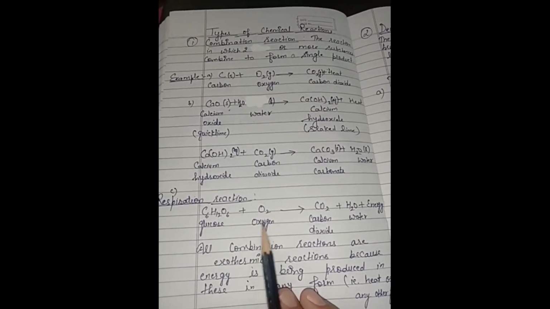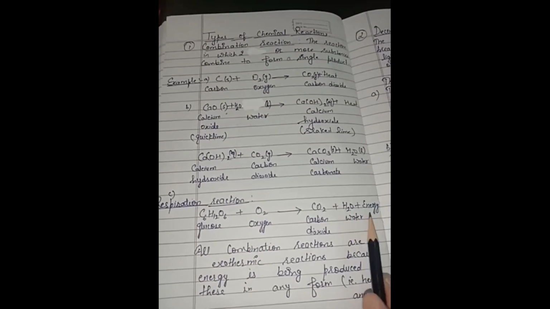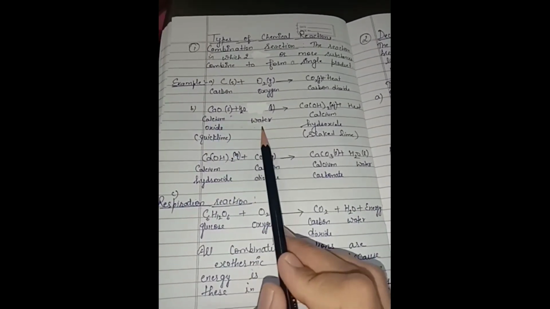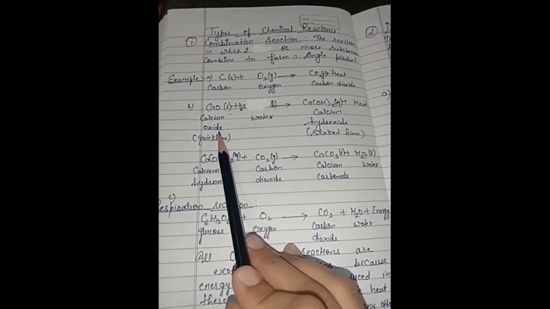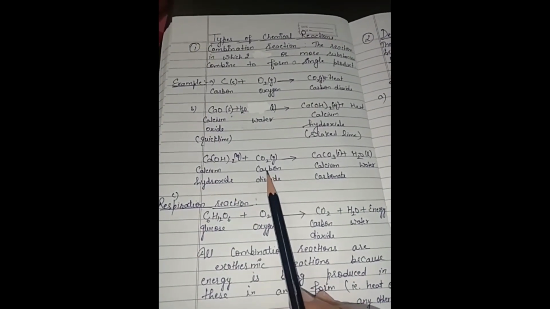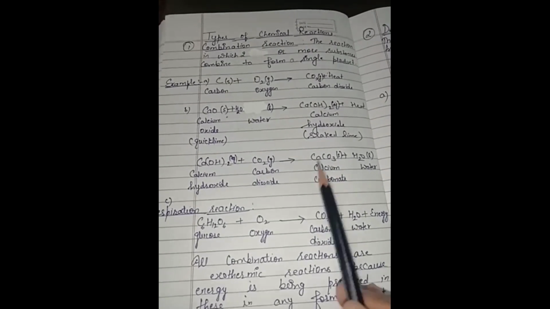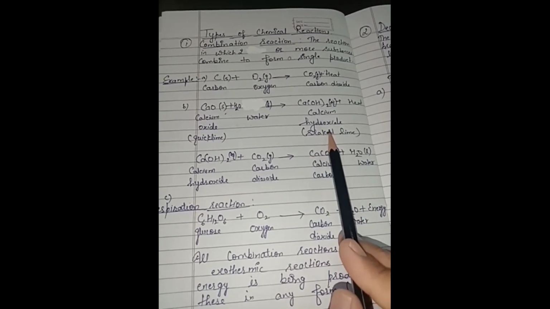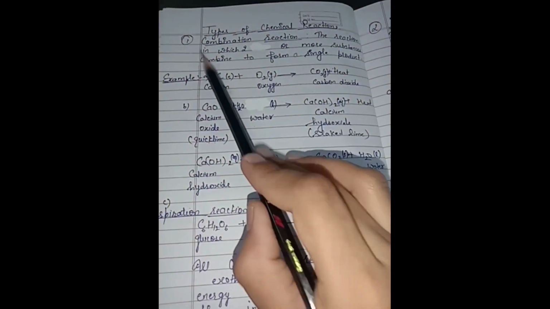There are many uses of these combination reactions. Just like in our body, combination reaction is used for the respiration process to produce energy. And also combination reaction is used here: we are applying paint on our walls and it is reacting with carbon dioxide and forming a hard mass. So combination reaction can be used in many places. This is the first type of chemical reaction.